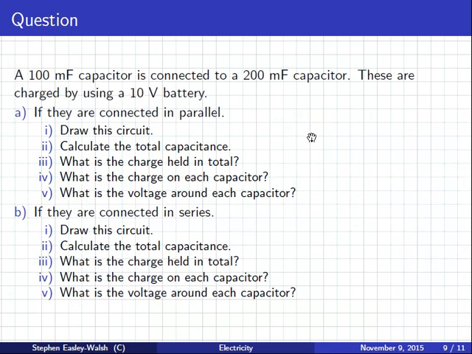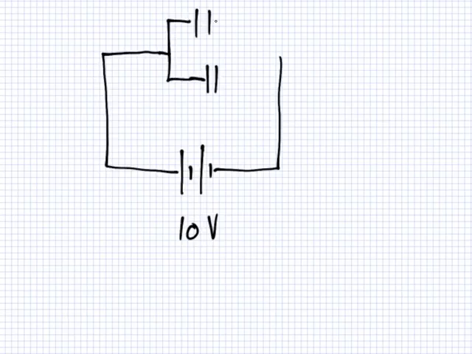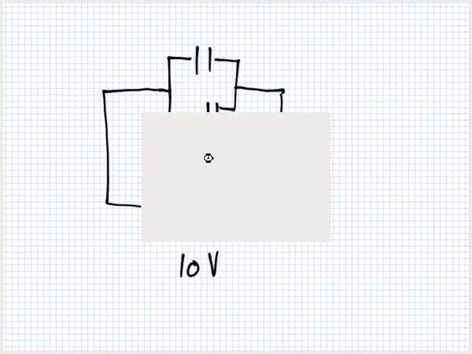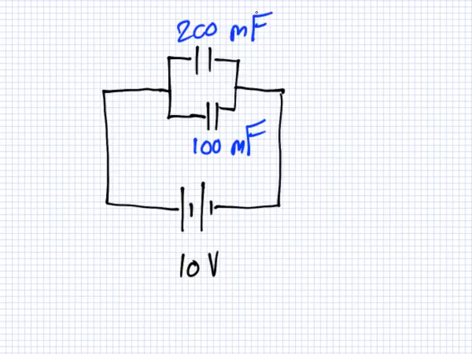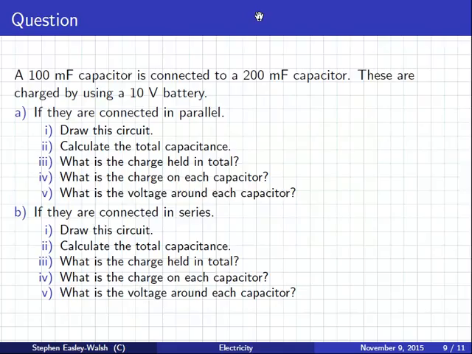Right, let's look at this one now. Is it series or parallel for the first one? Parallel. So we have, is it battery or cell? Battery. 10 volts. Alright, so this is what we should have, and this one is 100 milli and 200 milli. Right, what's my next question? So that's part A. Part B, what is the total capacitance?